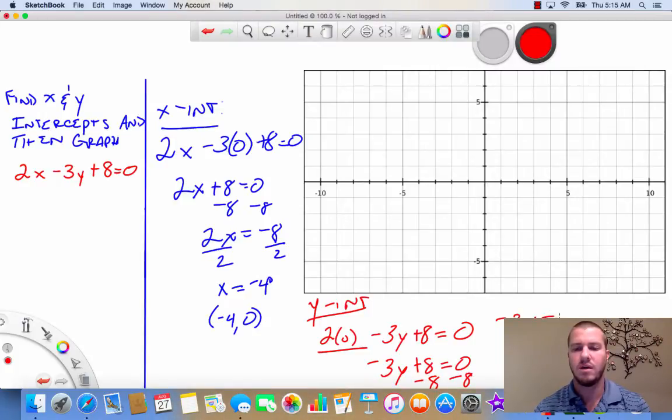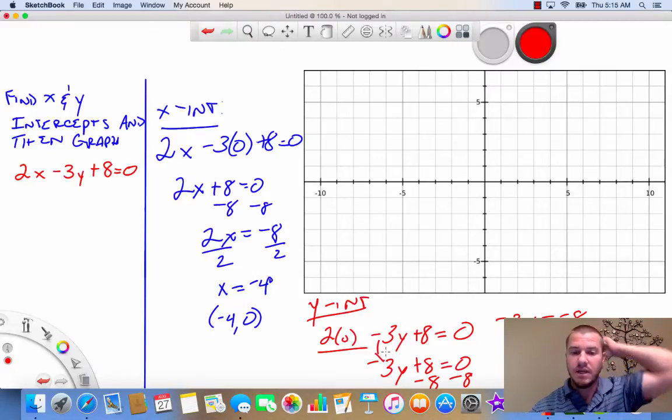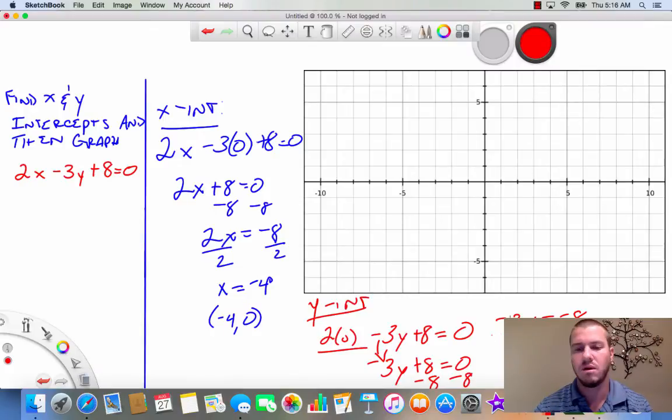Negative 3y equals negative 8. Divide by negative 3. Again, this negative needs to come down, and you need to divide by it as well. A negative divided by a negative becomes positive, and we'll leave it as a fraction, 8 over 3. So I have the point 0, 8 over 3, positive 8 over 3.